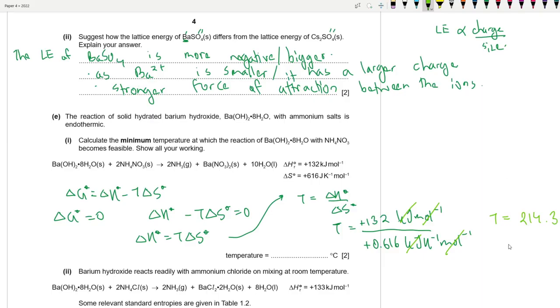Now we need the answer in degrees Celsius. So what do we have to do? We need to subtract 273, right? So that gives us an answer of minus 58.7. Okay, so I'm going to do it 132 by 0.616. Perfect. Degrees Celsius.